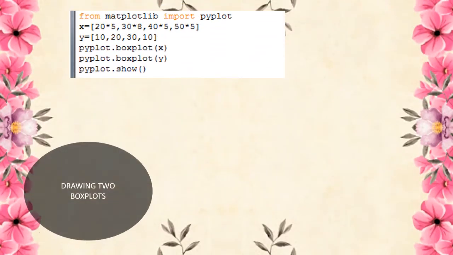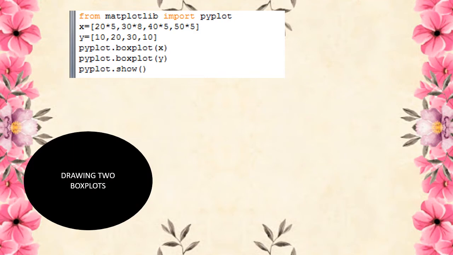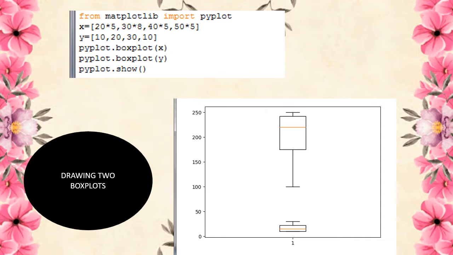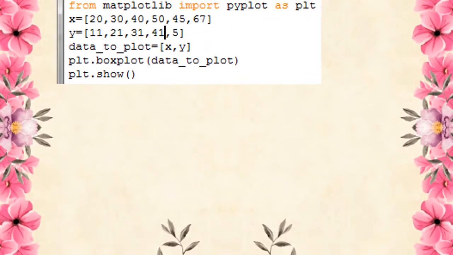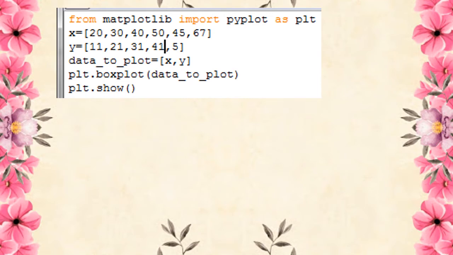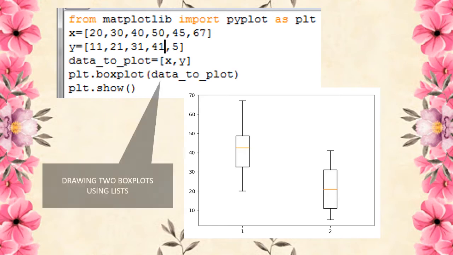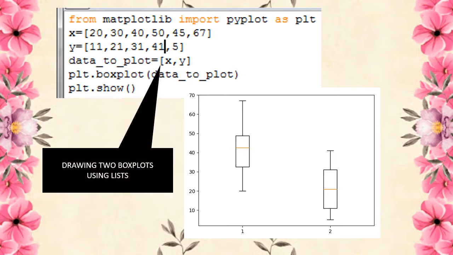And next we can draw two box plots. One is the x list, another one is the y list. We pass them into the boxplot method, then we can get two boxes. And here also we are going to draw two boxes using a single boxplot function. How? See here, the x and y values are passed as separate lists into the variable data_to_plot equal to x comma y. The two lists are passed, and then the data_to_plot multi-list variable is passed to the boxplot function. Then we get the two boxes.